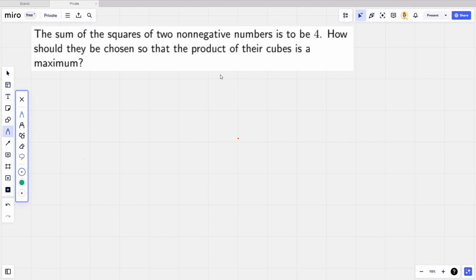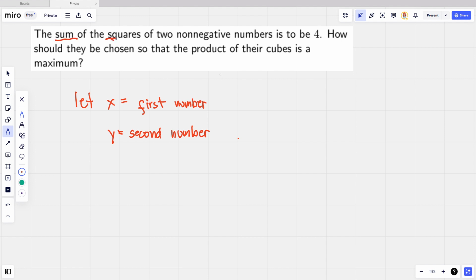Okay, we have two non-negative numbers. So let x equal the first number, y equal the second number. And converting every statement here into its mathematical form, we have sum.